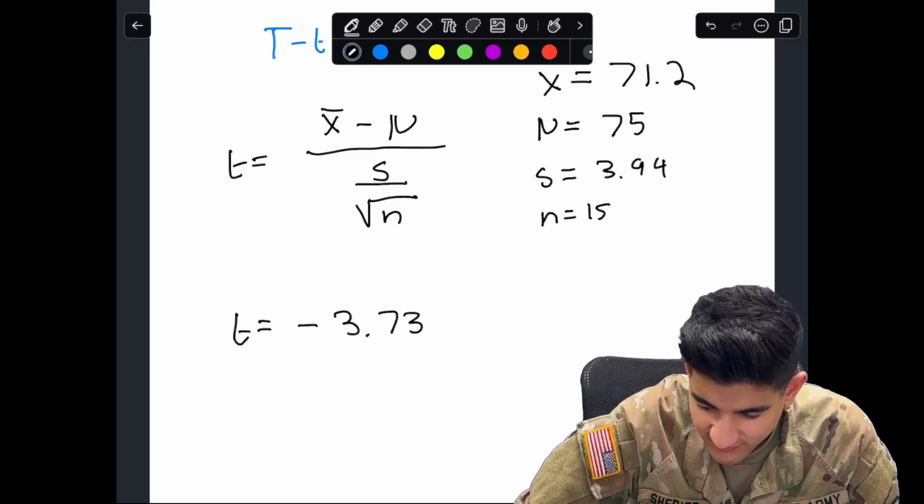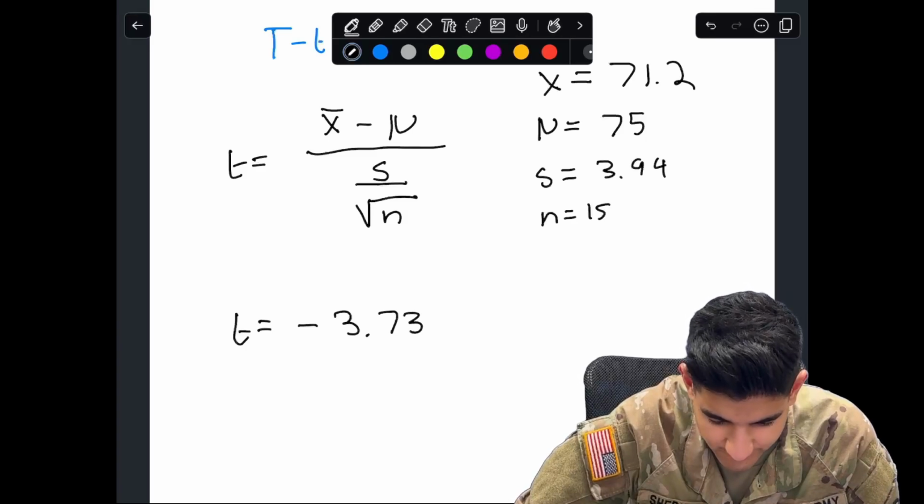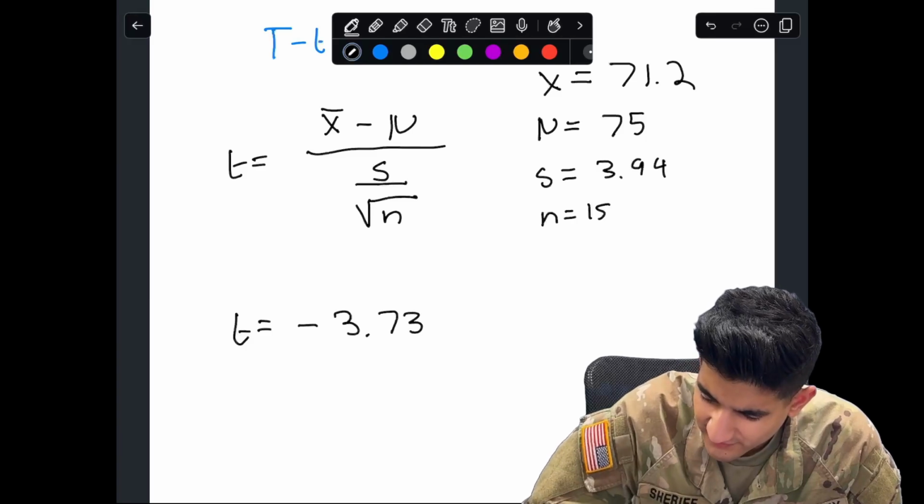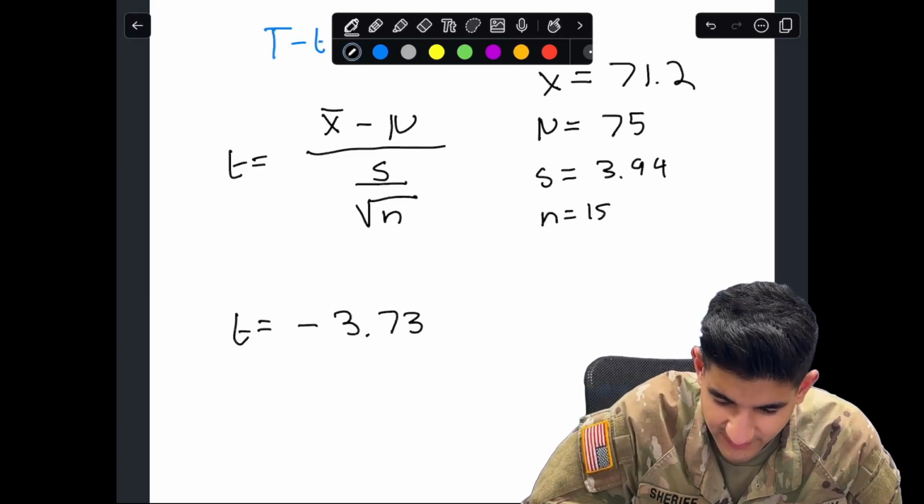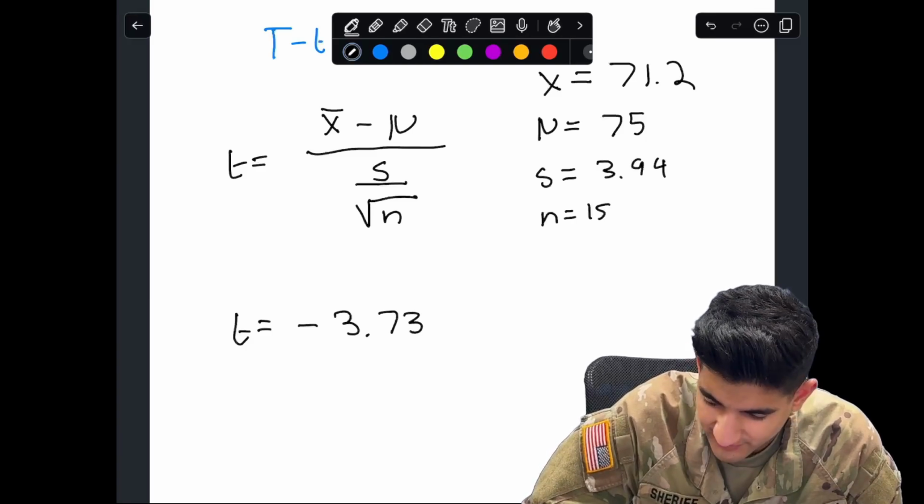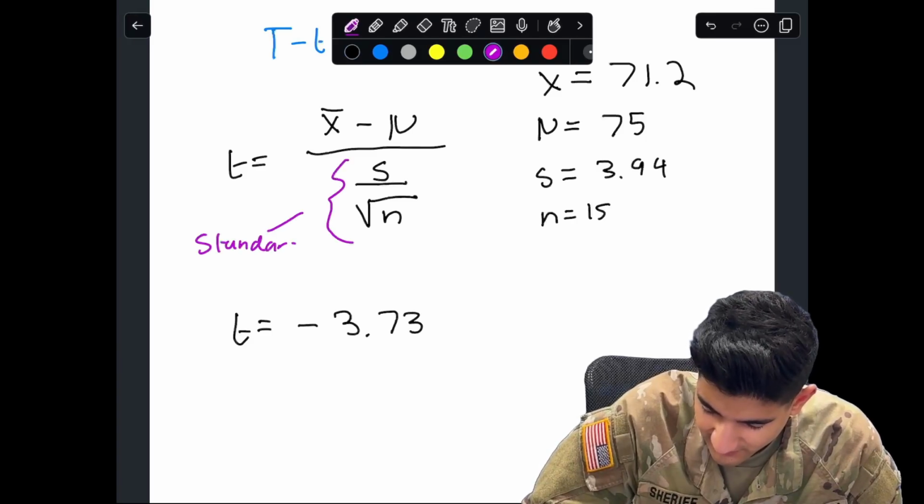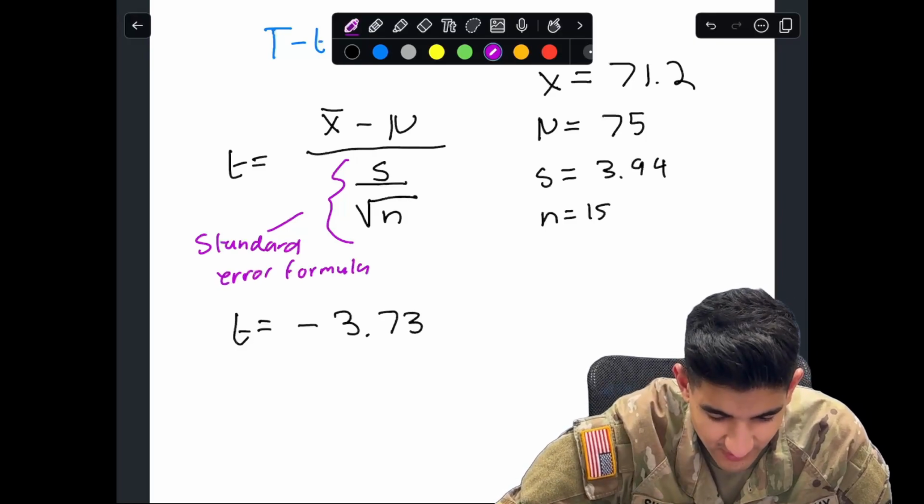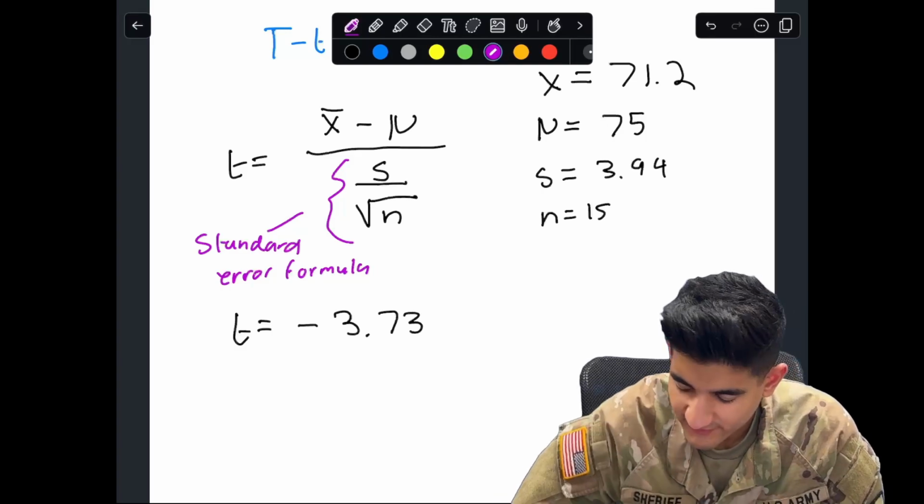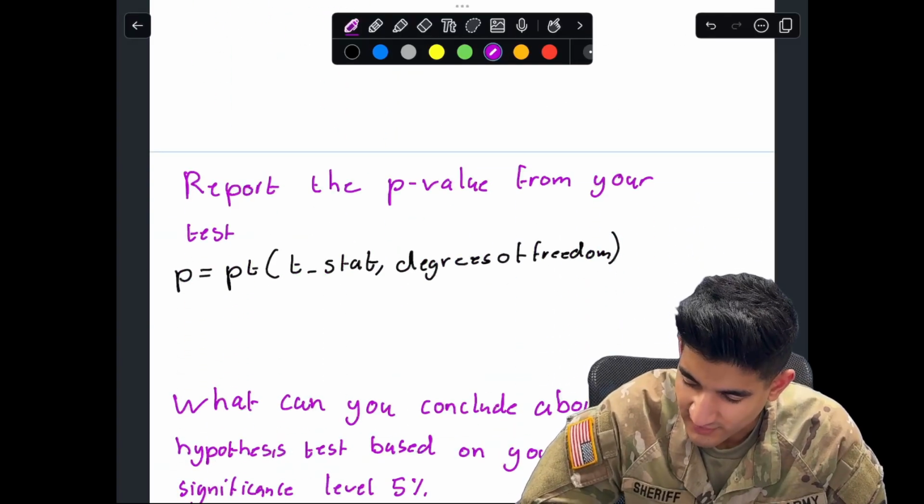So let's continue on from there. One thing to notice is that this bottom part would be called the standard error formula. So if it ever asks you for that, that's going to be your standard error formula. Now we're going to report the p-value from our test.